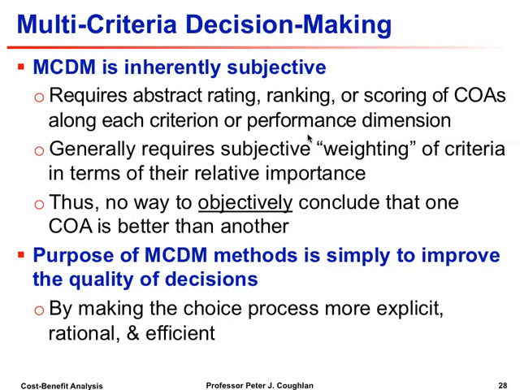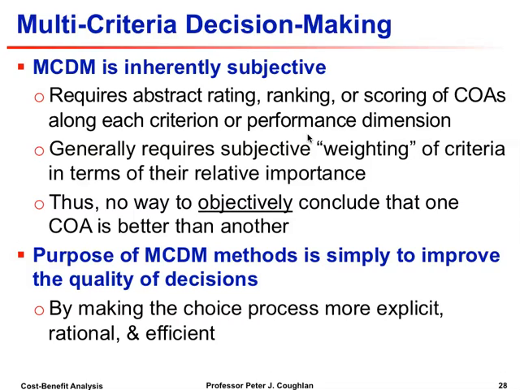Now, one thing to note up front is that multi-criteria decision making is inherently subjective. Not everything tends to be quantifiable, so it often requires some abstract rating or ranking or scoring, and that obviously is a subjective assessment. How do you rate things? Is it a 7 out of 10 or a 6 out of 10? Is it really the third best option or the fourth best option? These sorts of things, no matter how you do it, are somewhat subjective. But there's also more subjectivity, because it also requires some subjective weighting of criteria in terms of their relative importance.